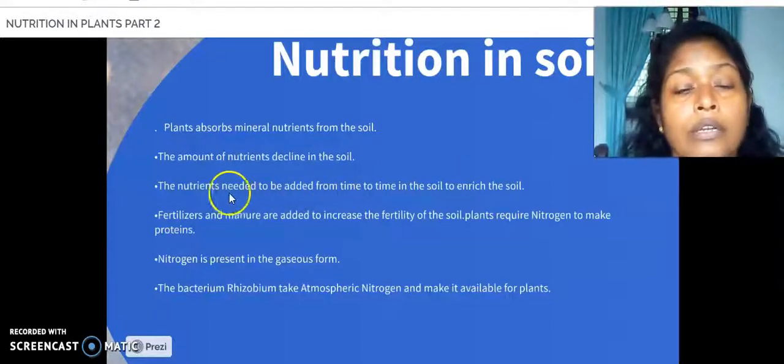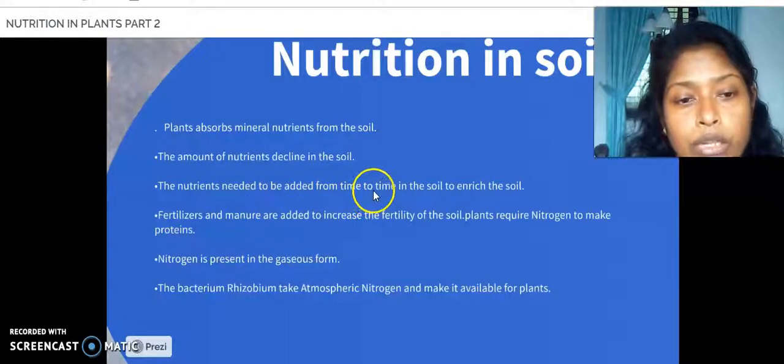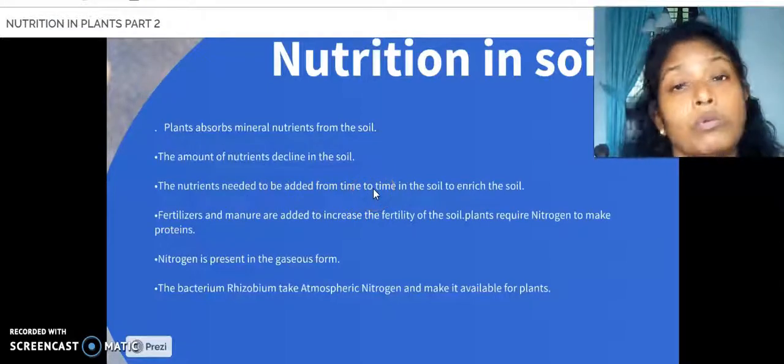Hence, nutrients are always added from time to time. Or what should we do without adding nutrients? We have to grow the legumes.